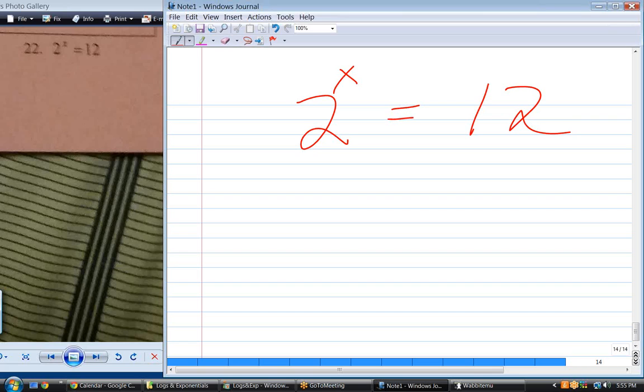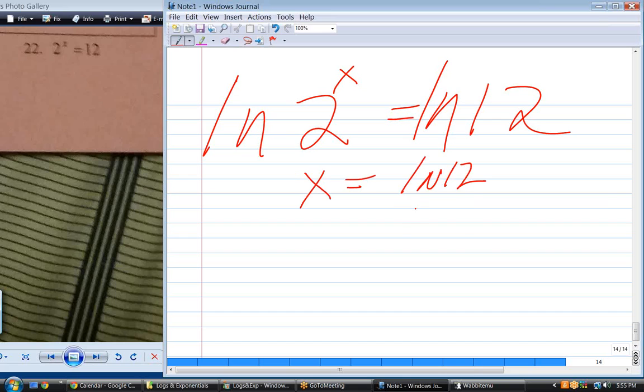Now let's just play with a different approach here. Normally I would take the natural log of both sides. Let's go ahead and do that. Now what? X natural log 2 equals natural log 12. So x ends up being equal to natural log 12 divided by natural log of 2, right?